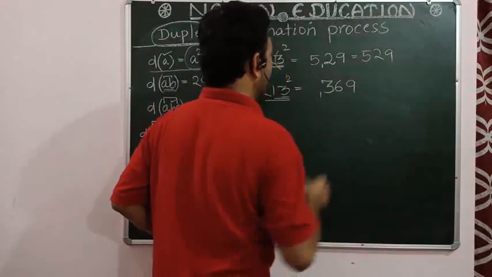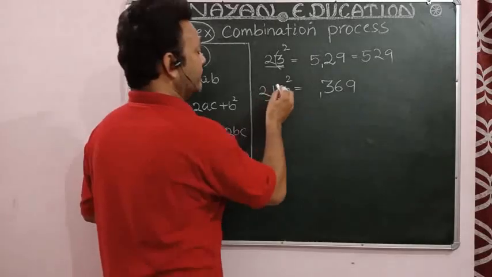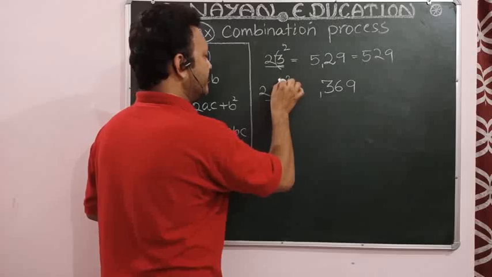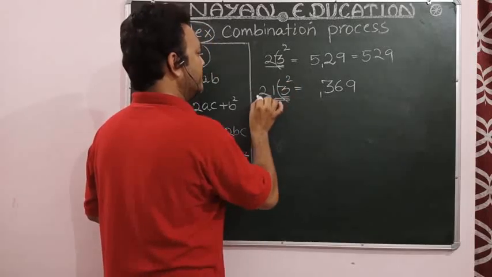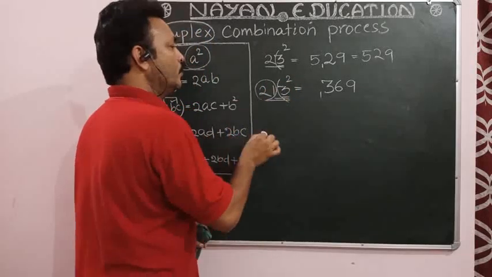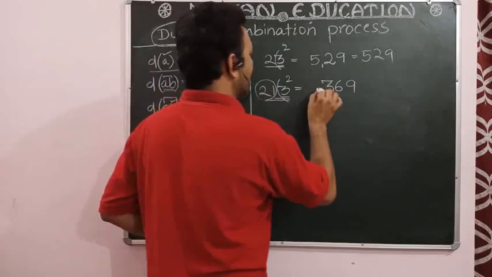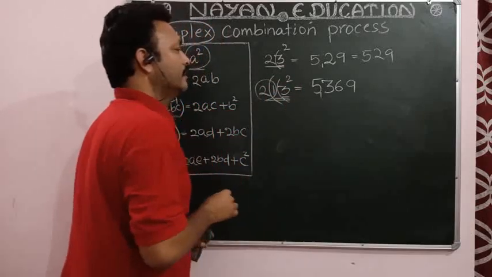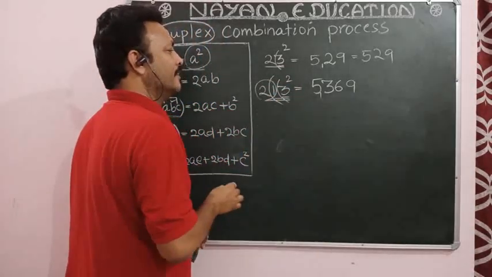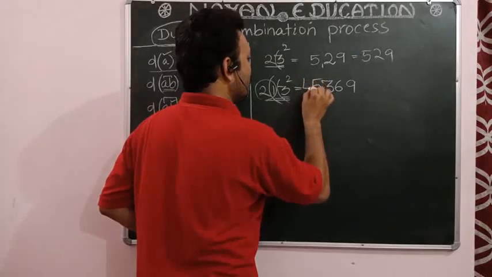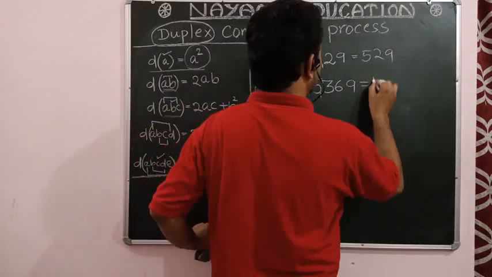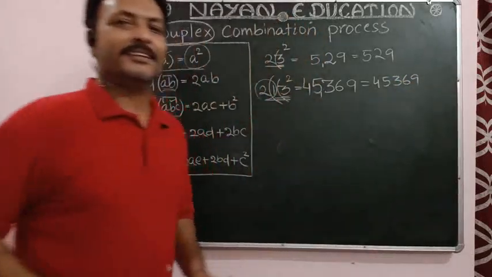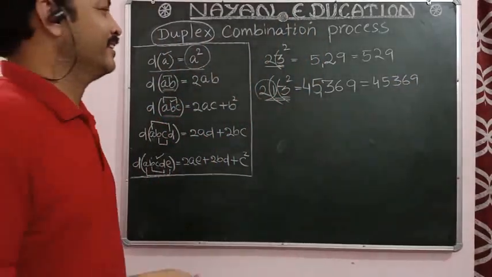Drop 3, 1 carry. Now leave one digit, as it has been completed once. So leave 3, and what would be the duplex of 21, friends? 2 into 2 into 1, that is 4, plus 1, 5. Then again leave 1. What is the duplex of 2, friends? 2 square, that is 4. So this is the square of this number: 45369. Isn't it so simple? Okay.